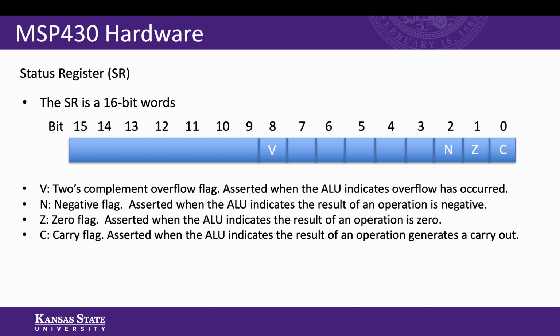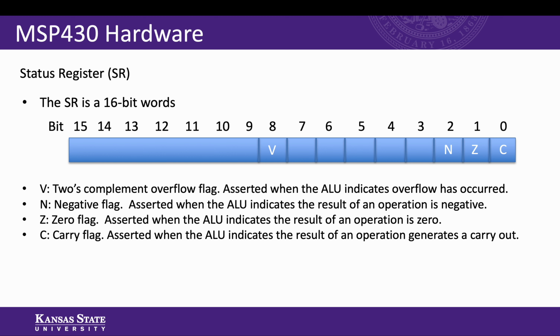V is 0 otherwise. Bit N is the negative flag. When the ALU performs a subtraction or addition with negative numbers, the negative flag is asserted if the result is negative, and is 0 otherwise. Bit Z is the 0 flag. When the ALU performs a computation, the 0 flag is asserted when the computation results in 0. Z is 0 otherwise. So you can see we might want to know when a calculation gives us 0, or gives us negative, or gives us an overflow.